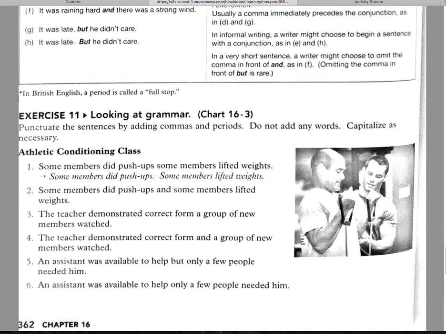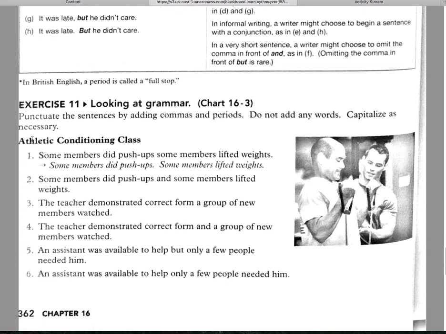There's a short footnote here that says in British English, a period is called a full stop. Okay? So they don't say period, they say full stop. Look at exercise 11. On exercise 11, it says, punctuate the sentences by adding commas and periods. Do not add any words.